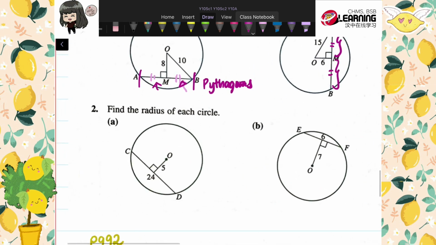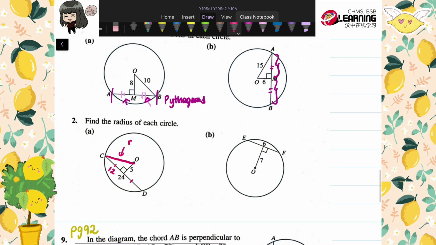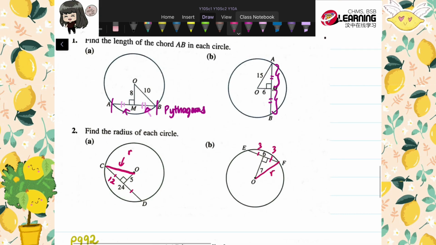Okay, number 2A, find the radius. Radius, here I will draw it out for you. This is the radius. It's a line. This is a radius line. Okay, CD is 24, so it divides into half, so this one is 12. So you can find this radius also using Pythagoras theorem. Part B, same thing. This one is 6, so divide into half. This is 3 and 3. This one is the radius that you're going to find and you use Pythagoras theorem.